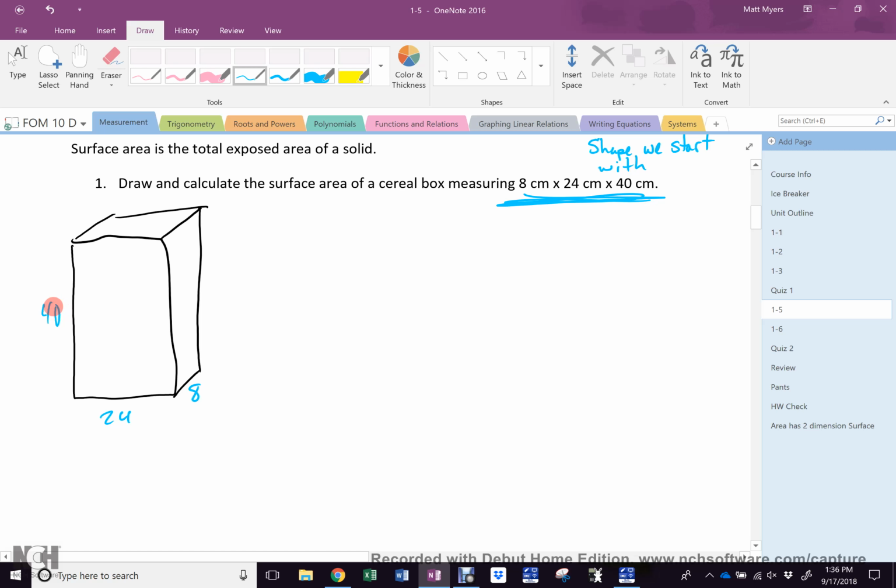What happens if I lay that cereal box on its side? What's the height now? The height is 8. The height would be 8, wouldn't it? So, do we need length, width, and height? No. Is that integral? No. Or do length, width, and height depend on how we're looking at the object? Depends on how we're looking at it.